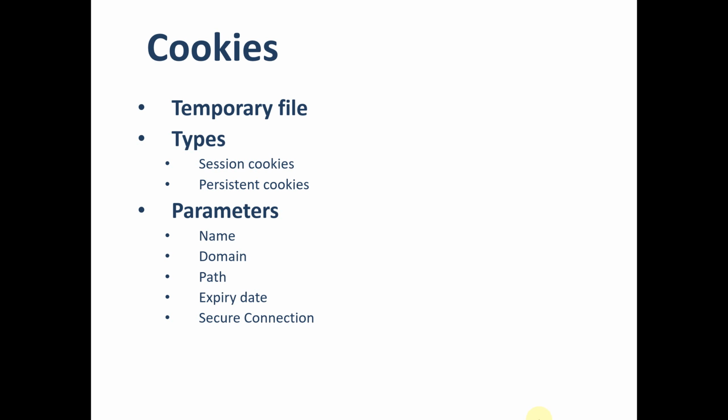What are the different parameters or attributes associated with cookies? It's a name, domain, path, expiry date, secure connection, sometimes session ID. So these are the basic things about cookies.